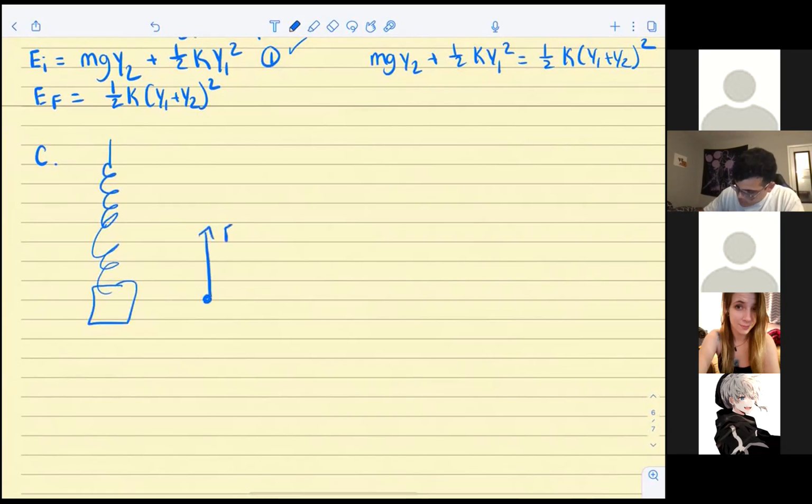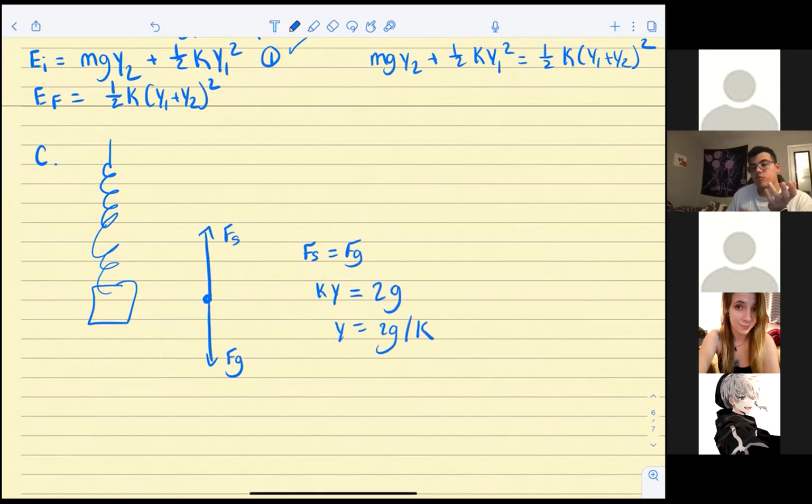Well, there's the force of the spring. There's the force of gravity. And because we're no longer moving, a_y is 0, so the force of the spring is equal to the force of gravity. So I have minus kx, or y, which is what we're solving for, equals, and this is also a minus, so it's a plus, 2 times g. And then y is 2g over k. So A and C are pretty simple.